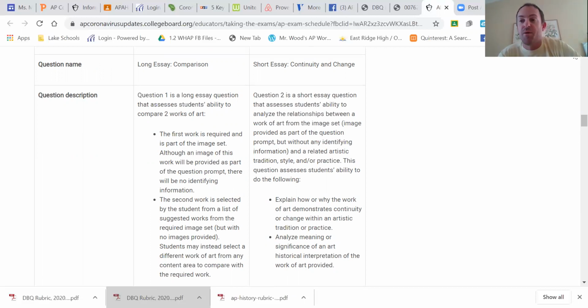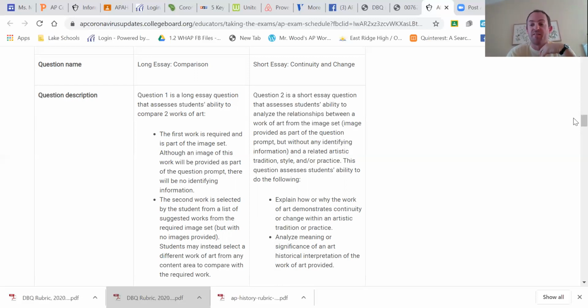So you've got to be able to take that piece and set it in a tradition or a style or a practice, right? So you kind of got to know your history. What's going on at that time period. You've got to be able to take that piece and know, oh yeah, that's during this time period. That's in this art movement, and here's why it is part of that art movement.